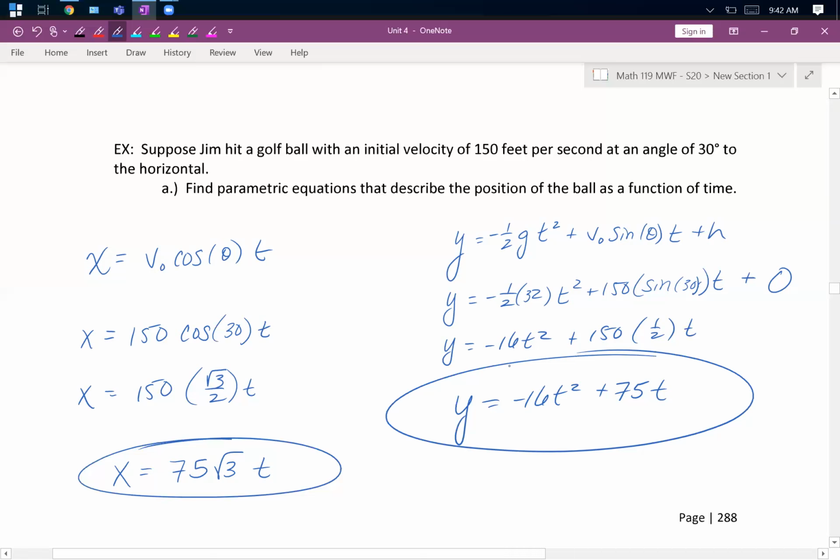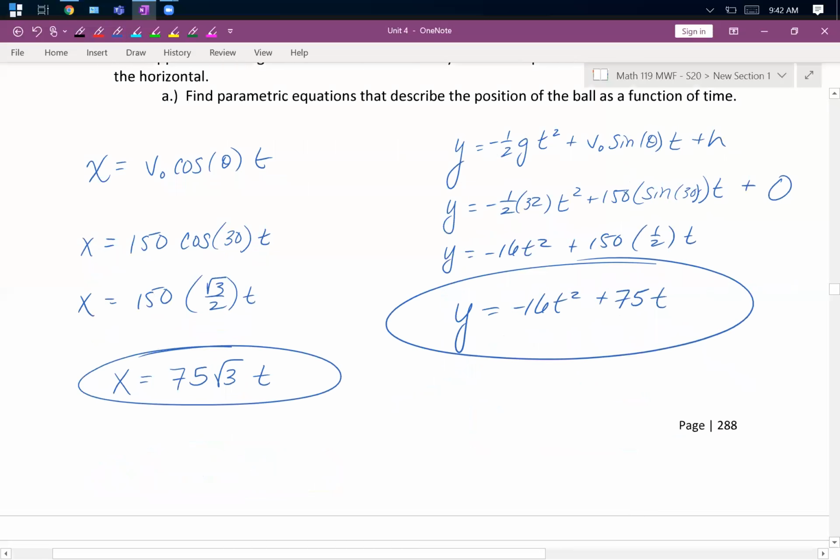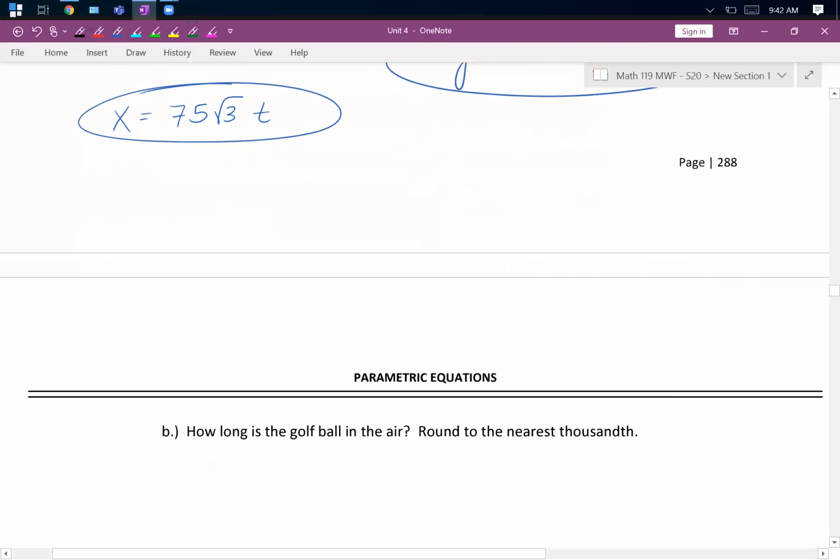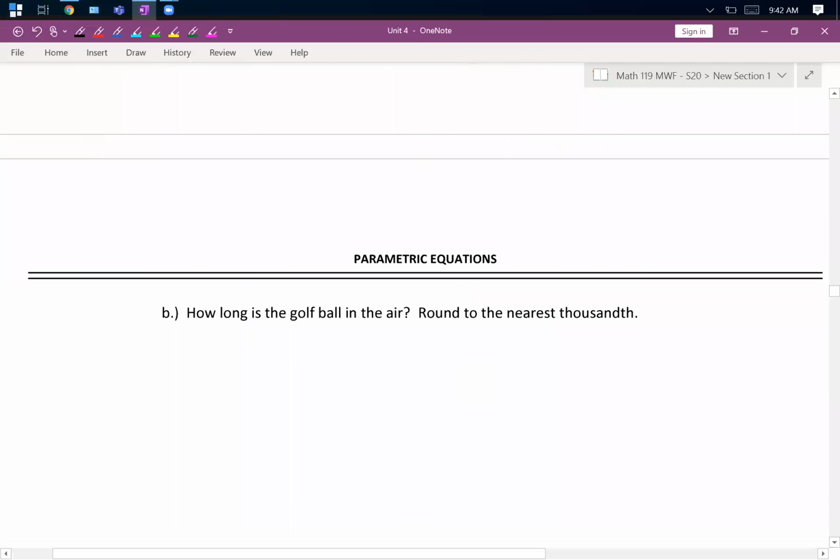All right, great. We're going to use these equations to then answer some questions. The first question is, how long is the ball in the air? We need to determine whether we're going to use our x or our y equation to answer this question. Anybody have any suggestions?